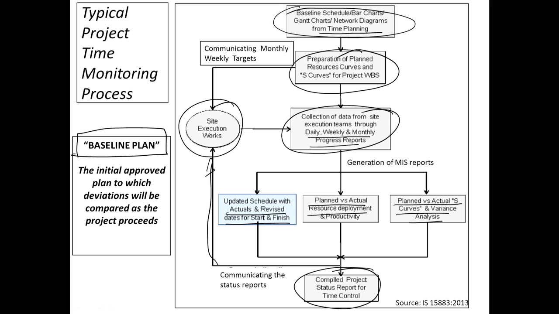Baseline plan, as we have defined here, is the initial approved plan to which deviations will be compared as the project proceeds. Without a baseline plan, there is no meaning because we don't have a benchmark to compare anything with. So the baseline forms the basis, and it's only based on this baseline that monitoring is going to be done. Of course, if we have major changes in the project requirements as we progress, the baselines themselves can change, but we need to agree to a change of baseline. Typically, when we say monitoring, it is against a specific baseline.